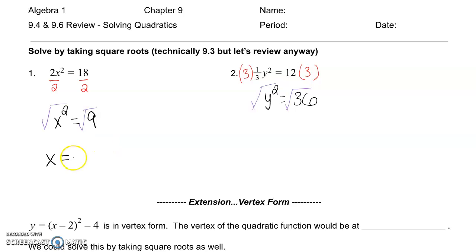What is the square root of 9? What multiplies by itself to give me 9? That is 3 or negative 3. And there are two possible answers. We've been writing it like this.